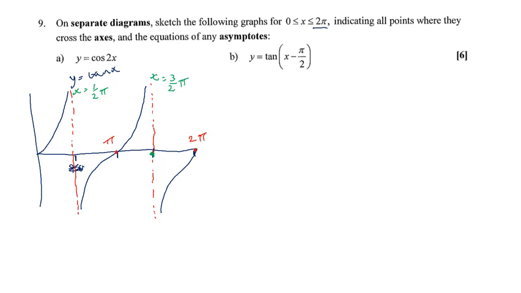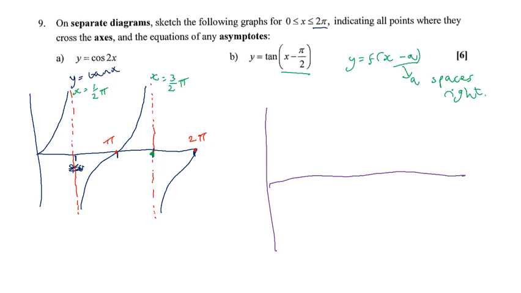Now we've got that, we need to think about this transformation. So if we think of this as y equals f of x minus a, the minus a means it moves a spaces to the right. That's what we're going to try and do. So all I would do is think, well, first of all, it had an asymptote at 1/2 pi. If I do 1/2 pi plus pi over 2, and you can use your calculator if you're having a brain freeze, 1/2 pi plus pi over 2 is simply pi. So I'm going to have a new asymptote at pi.